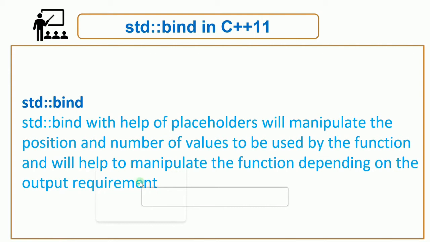And what will it do? It will help to manipulate your function depending on the output requirements. You can see how important this placeholder is. With the help of this placeholder, it will help to manipulate the function. It will decide how many arguments you can pass to the function. Also, it will decide the position of the values. That position we will see in the next slides. You will understand it better. I have covered an example for it.